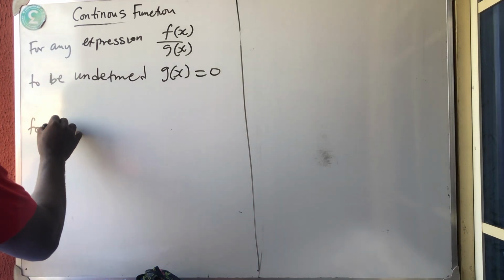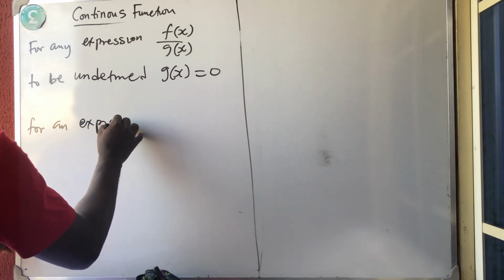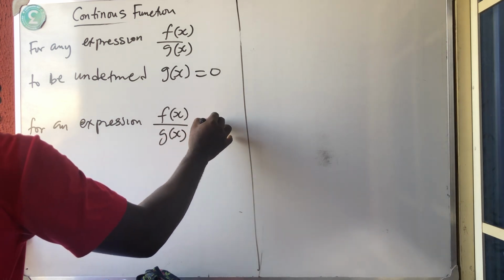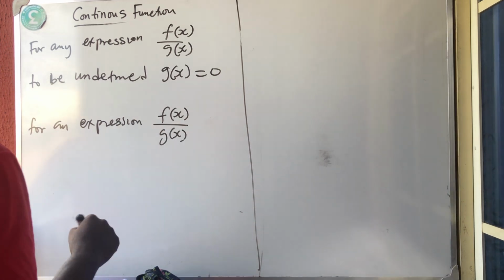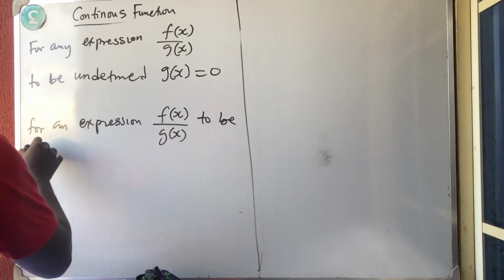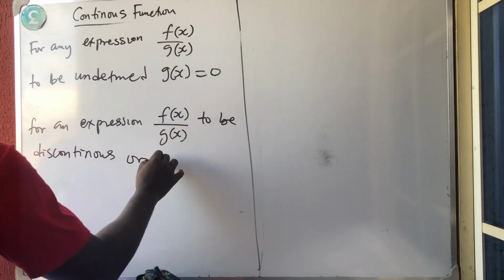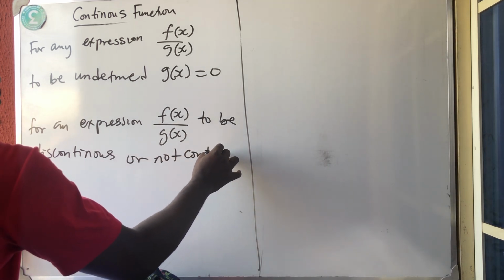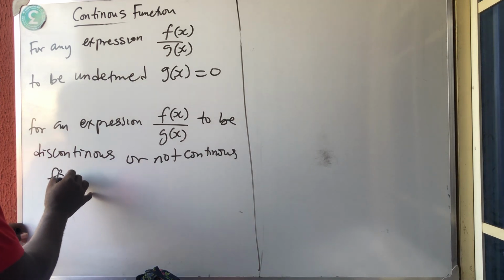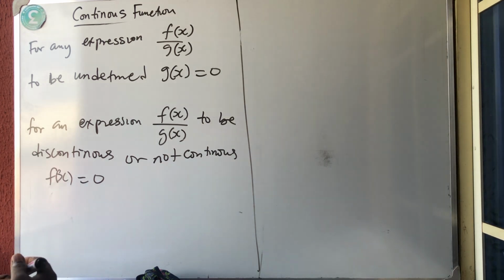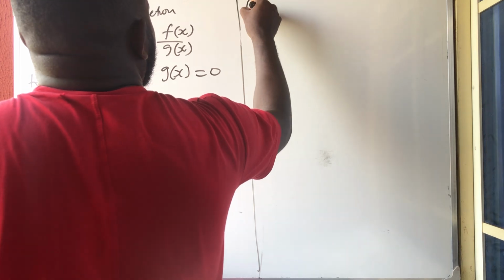But for any expression f of x all over g of x to be discontinuous or not continuous, then the numerator f of x will be 0. Okay, so if you are talking about discontinuity, just say that the numerator is equal to 0. But if you are talking about undefined, just say that the denominator is equal to what? 0.